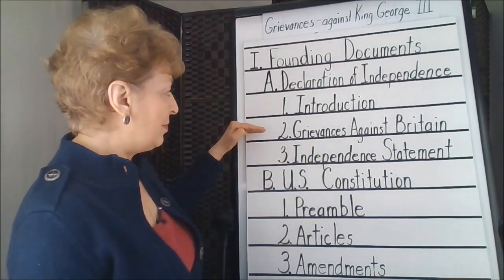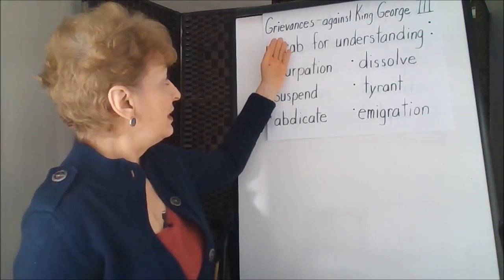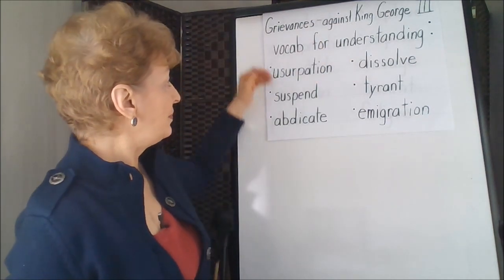Now we're into the second part of our Declaration of Independence, the grievances against Britain. Grievances against King George III.